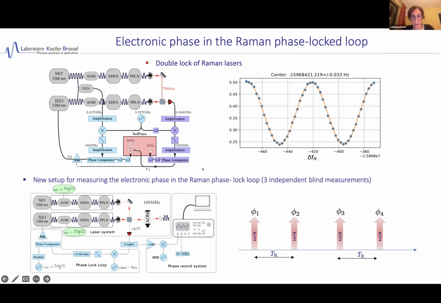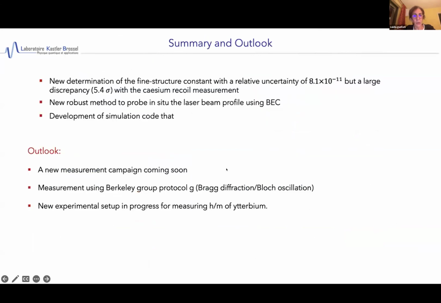definitively this effect. To conclude, all the time spent this last year was to try to improve our experimental setup. We demonstrated a new robust method to probe in situ the laser beam profile using beat, and we developed a new simulation code to analyze this data. Currently, I hope that a new measurement campaign is coming soon. Everything is working now.